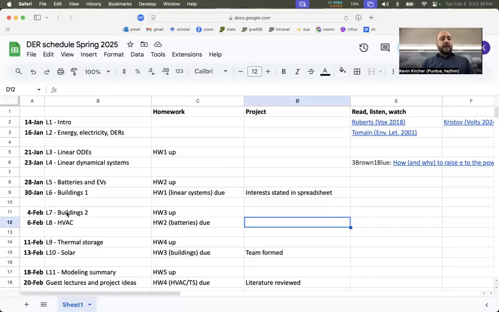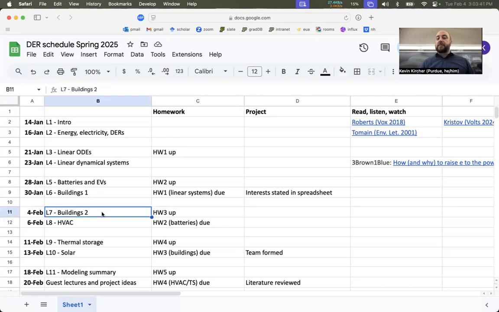Okay, so today is lecture number 7 for our class on distributed energy resources. I just wanted to go over a little bit of logistical information before we dig into the lecture for today. Homework number 3 is not yet posted, but it will be posted probably by this evening. I know that you are still working on homework number 2 on batteries and EVs, but the next homework will come up. So homeworks are coming pretty fast and furious now.